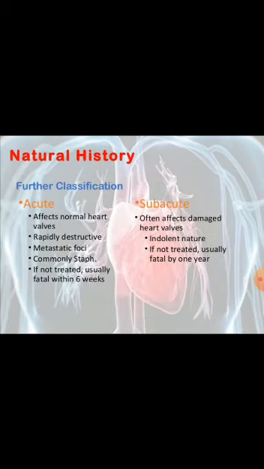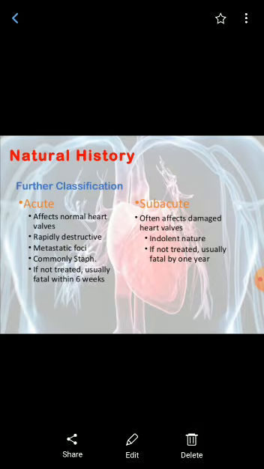There are further two types of infective endocarditis: the acute one and the subacute. Acute infective endocarditis involves normal heart valves. It is rapidly destructive, with metastatic foci, meaning it involves other parts as well, and it is commonly due to Staph aureus bacteria. If not treated, it is usually fatal within 6 weeks. The subacute type often involves damaged heart valves and is indolent in nature. If not treated, it is usually fatal by 1 year.